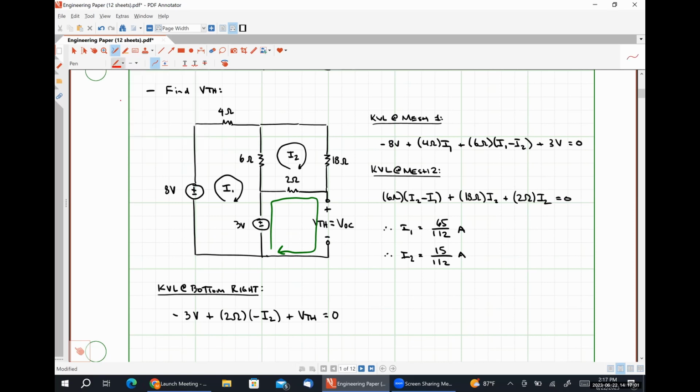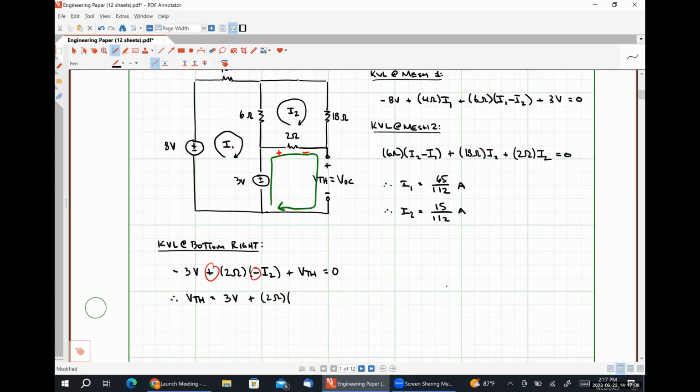So just to be very, very clear here, I chose to express the voltage drop across the 2 ohm resistor with this particular polarity, which is where this plus sign comes from. And then because the current I2 is flowing into the negative polarity terminal, that's why that negative sign shows up there. Rearranging this, I would have VTH is going to be equal to 3 volts plus 2 ohms times I2, where I2 is 15 over 112 amps.